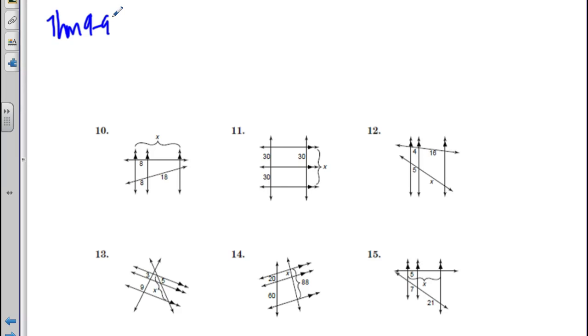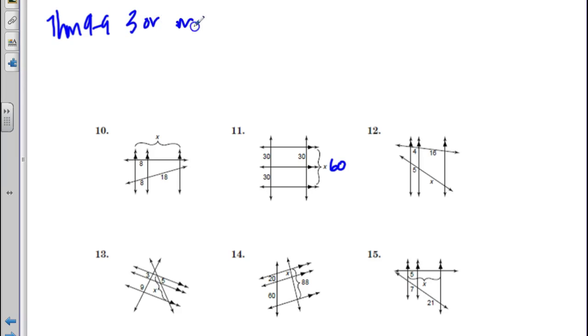So like this number 11 right here. This section's 30, that section's 30, this one is 30, that has to be 30, which means this whole thing has to be, yeah, 60. All right, so Theorem 9.9.